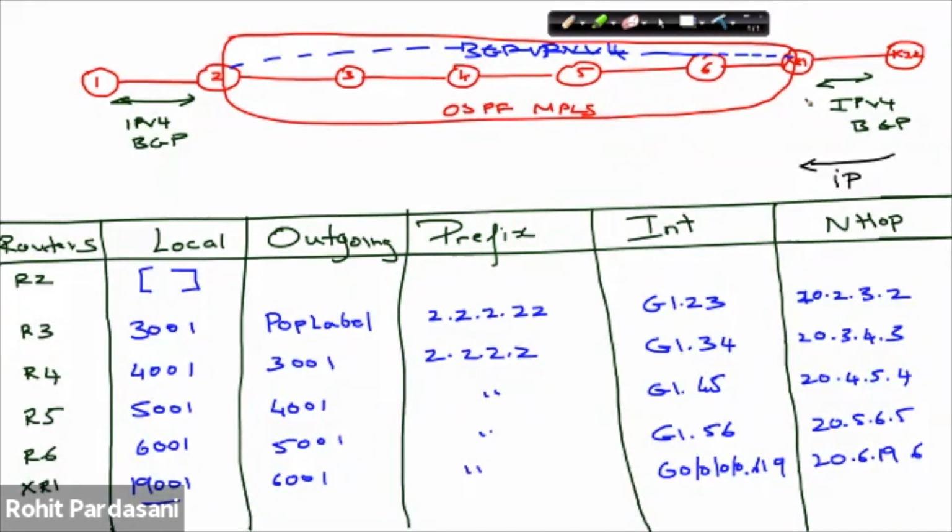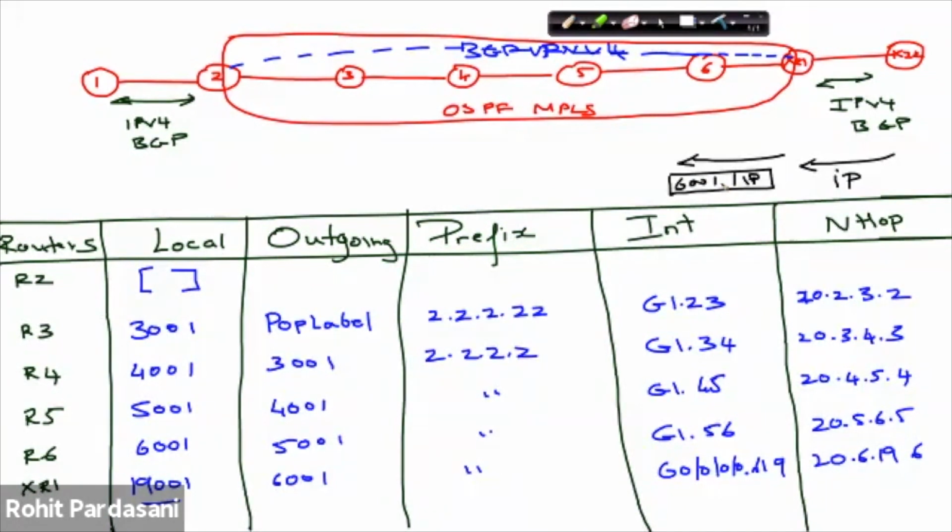I must encapsulate the packet. So now XR1 does an MPLS lookup: to reach the destination R1, my next hop was 2.2.2.2. To reach 2.2.2.2, I must encapsulate the packet with a label 6001 and forward to R6. So now XR1 encapsulates and forwards an MPLS labeled packet, 6001.